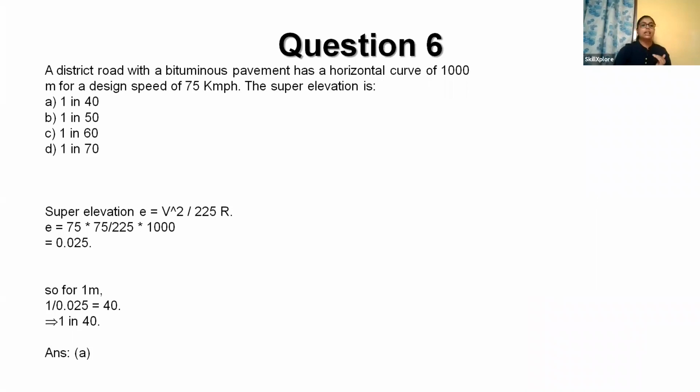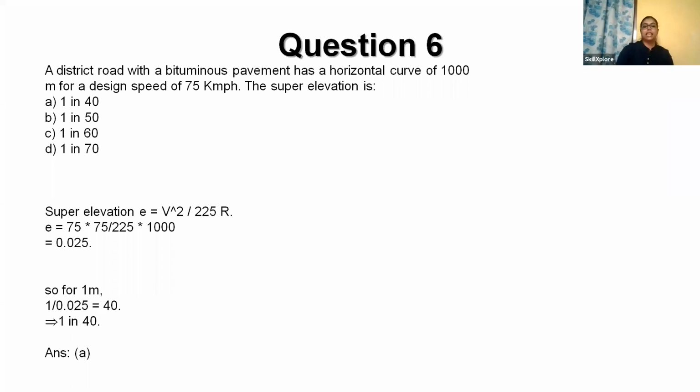And question number 6. Here, this is a problem. Here we can see a district road with a bituminous pavement has a horizontal curve of 1000 meters for a design speed of 75 kilometers per hour. The super elevation is option A 1 in 40, option B 1 in 50, option C 1 in 60, and option D 1 in 70. We'll see how it is done.